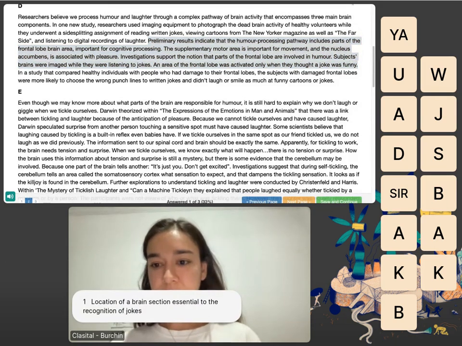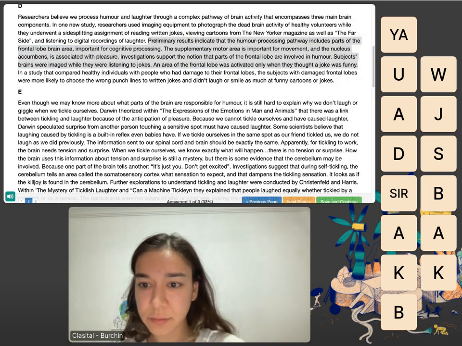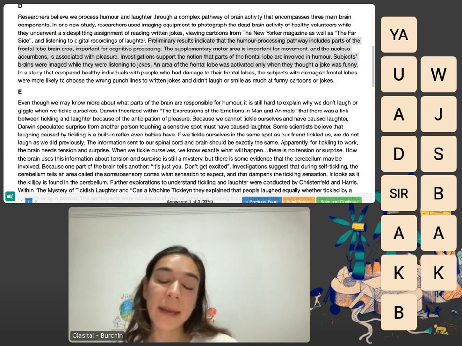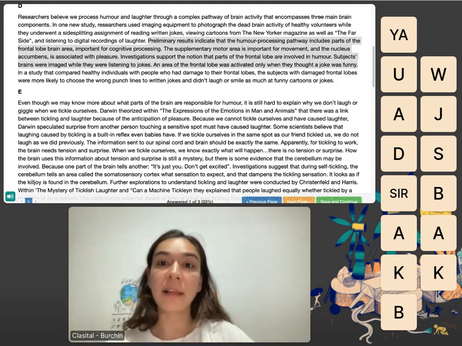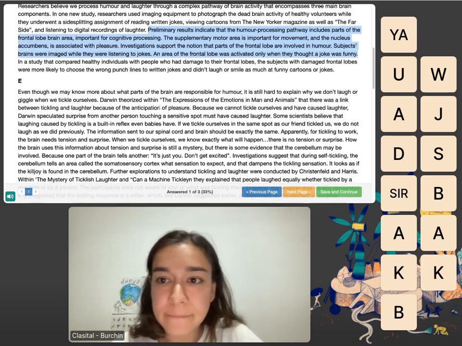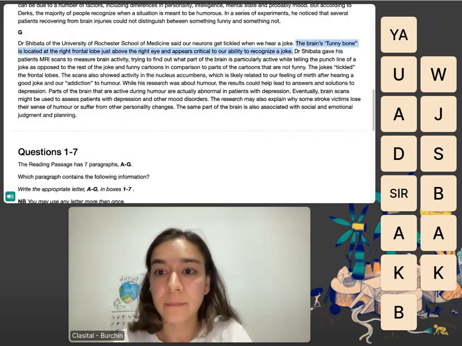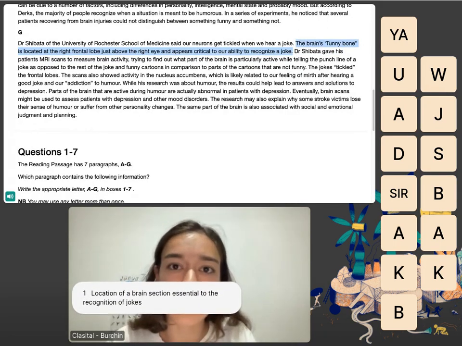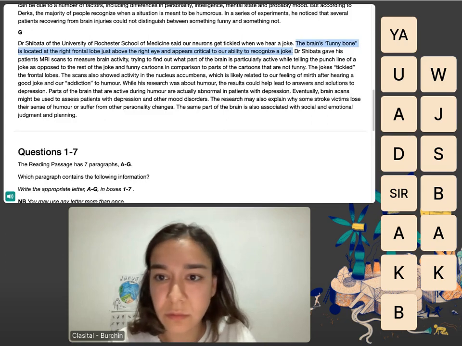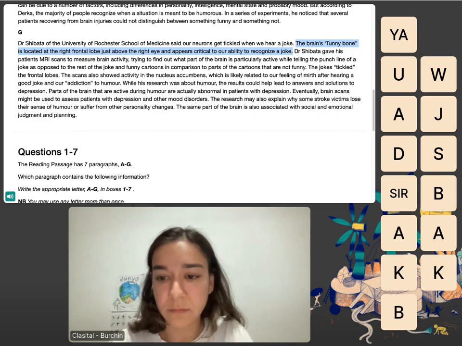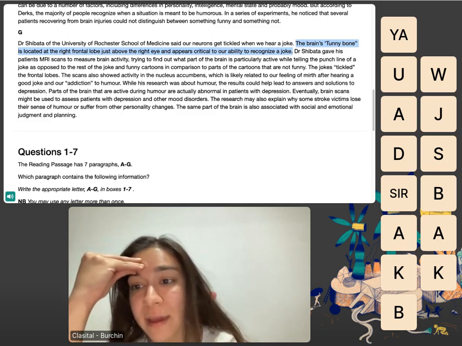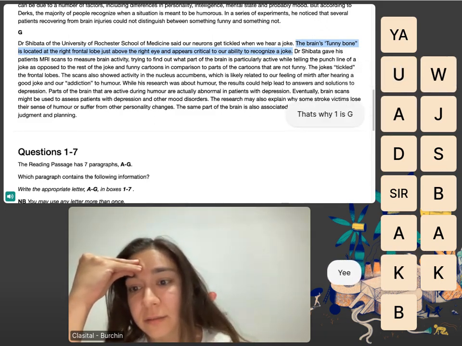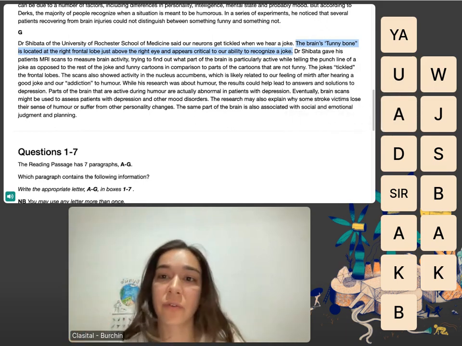I think this is location indicate. Now I see it, Josephine. Actually, it is talking about the actual location of it. Let me show you in the paragraph G. The brain's funny bone is located at the right frontal lobe, just above the right eye, and appears to be critical to our ability to recognize a joke.